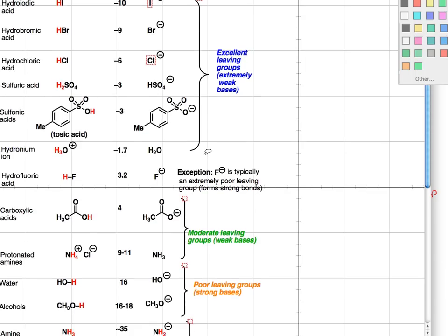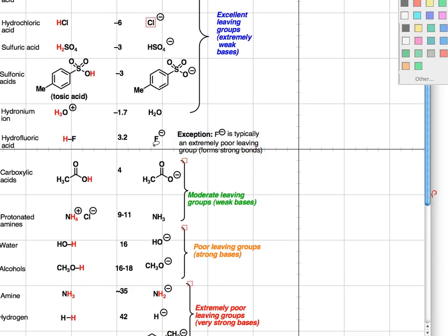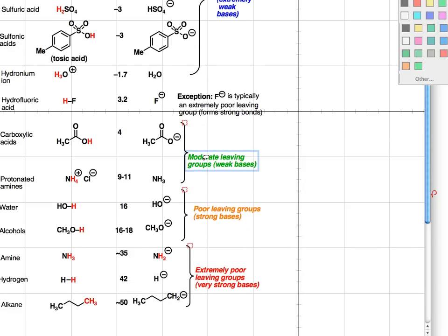Now, one exception among the halides is fluoride ion. It tends not to be a very good leaving group. You won't see this as a leaving group in organic chemistry for the most part, especially in nucleophilic substitution reactions, because it forms very strong bonds, and it's a poor leaving group.